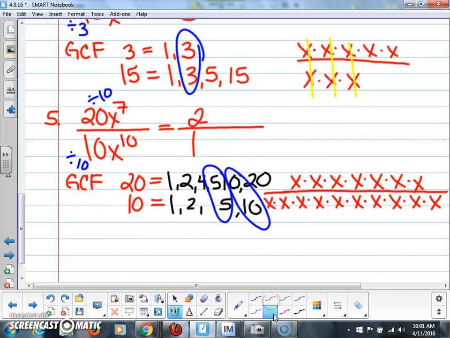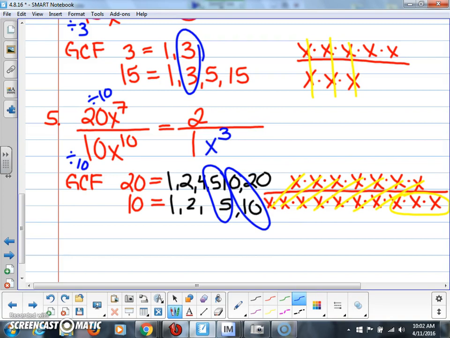Now I'm going to cancel out my x's, which are 1, 2, 3, 4, 5, 6, 7 x's. How many x's am I left with? 3. I'm left with 3 on the bottom, so it's going to be x to the power of 3.